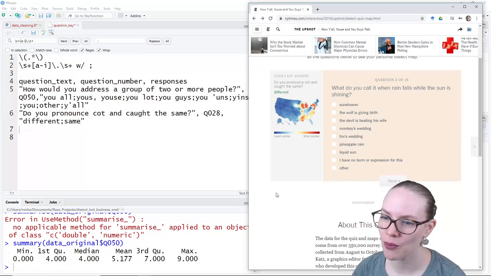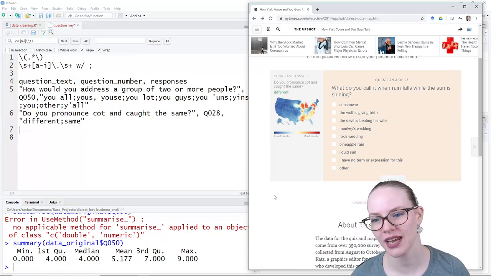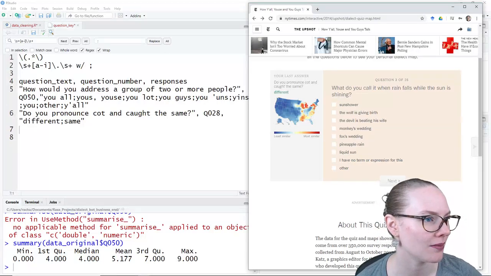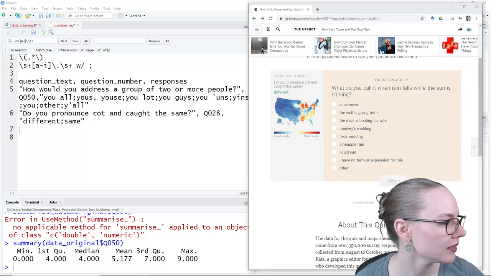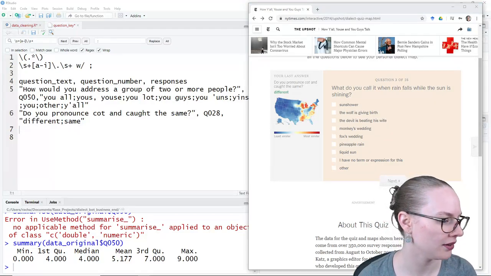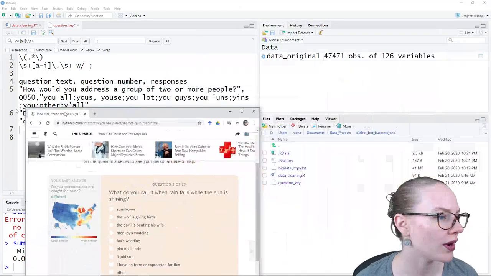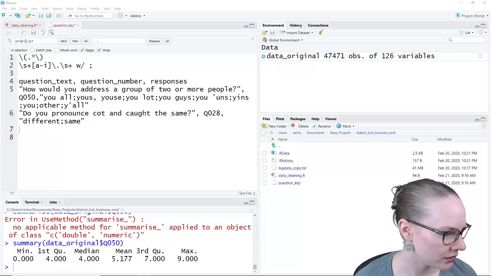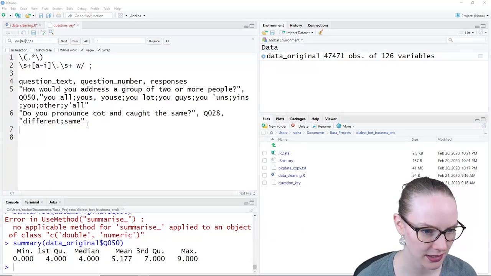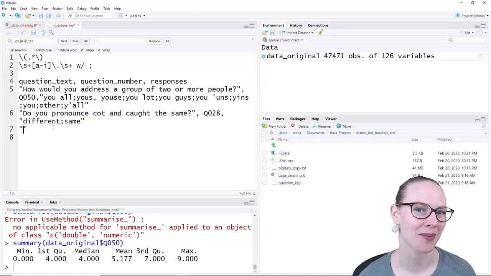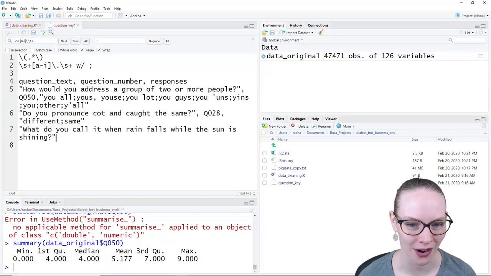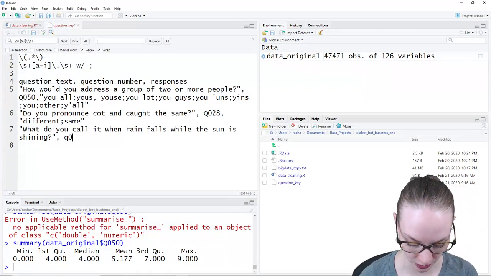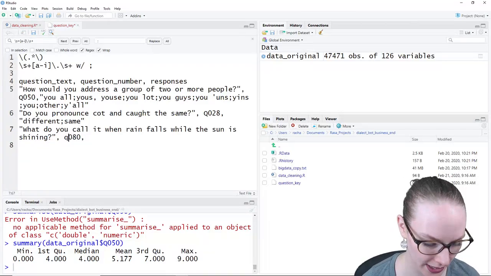All right. What do you call it when rain falls while the sun is shining? So let's look up that question. For me, I don't have a word for this. I do know that some people do. All right, so that is question 80. I have it on another screen over here. So that's the text, which we will use to create new form options that we can fill with new slots in our assistant. And it is Q080. This should be capitalized.